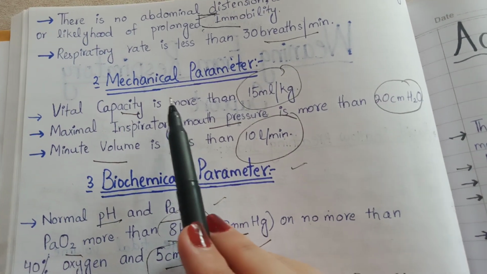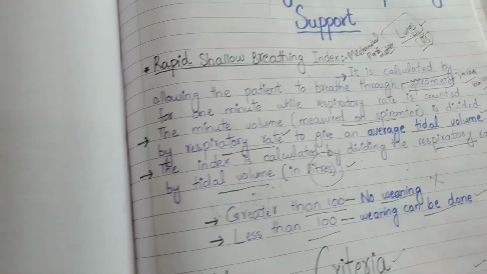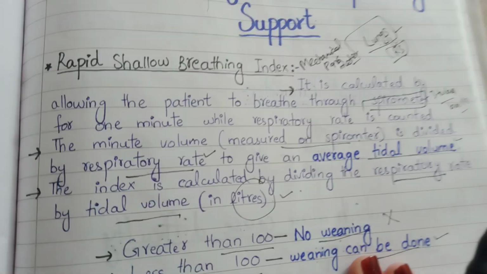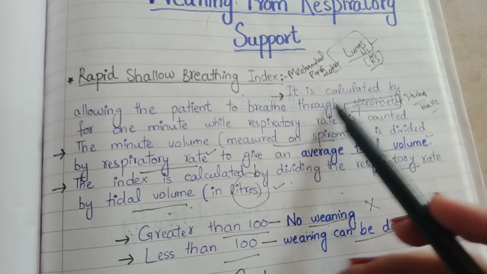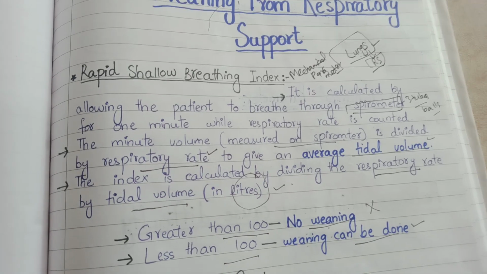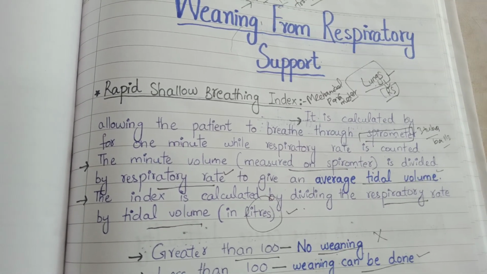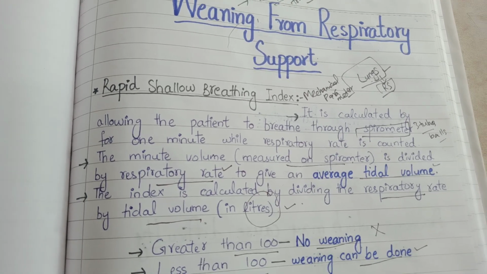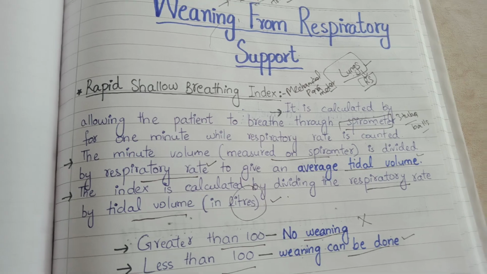Now we will discuss the mechanical parameter. For the mechanical parameter, we will have to calculate the rapid shallow breathing index, which is calculated by allowing the patient to breathe through a spirometer. The spirometer has 3 tubes and balls. We will ask the patient to inhale room air and then blow out into the spirometer, and then we will check the tidal volume of the patient.